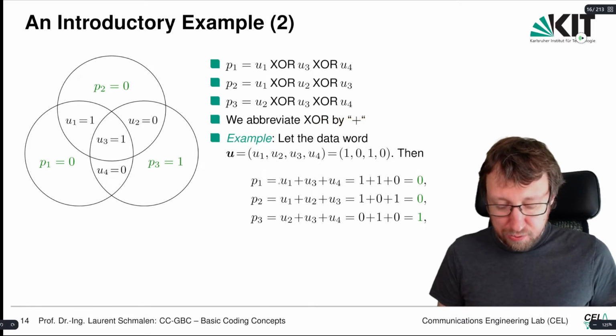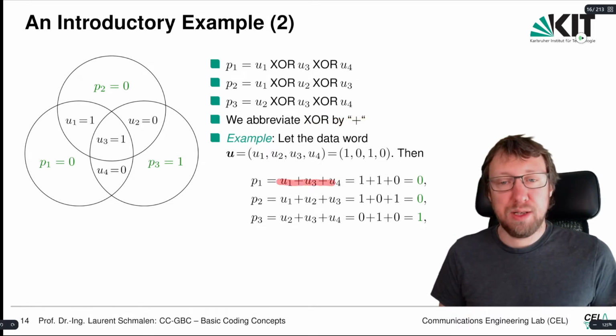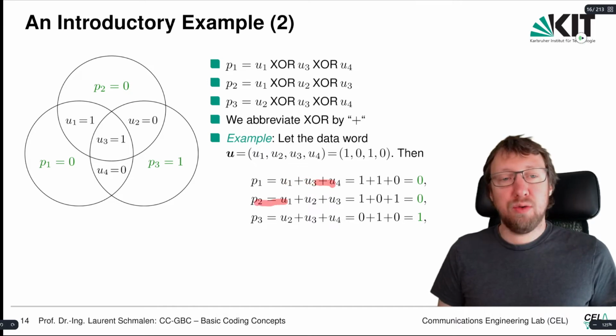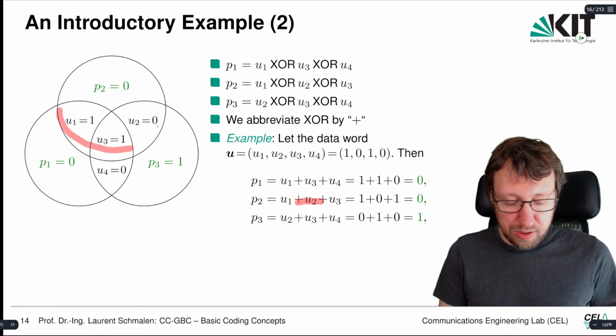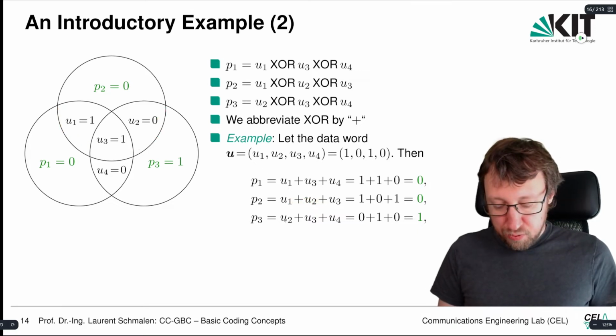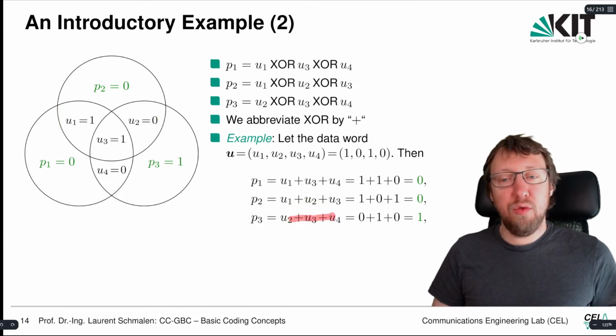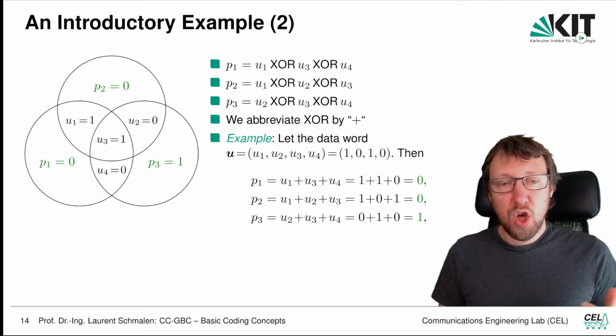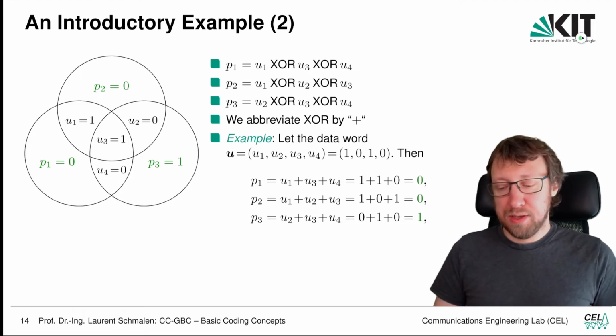So P1 is equal to U1 plus U3 plus U4. P2 is equal to U1 plus U2 plus U3, just by looking at the circles. And P3 is equal to U2 plus U3 plus U4. And that allows us to calculate P1, P2, and P3. So we have encoded our first code.